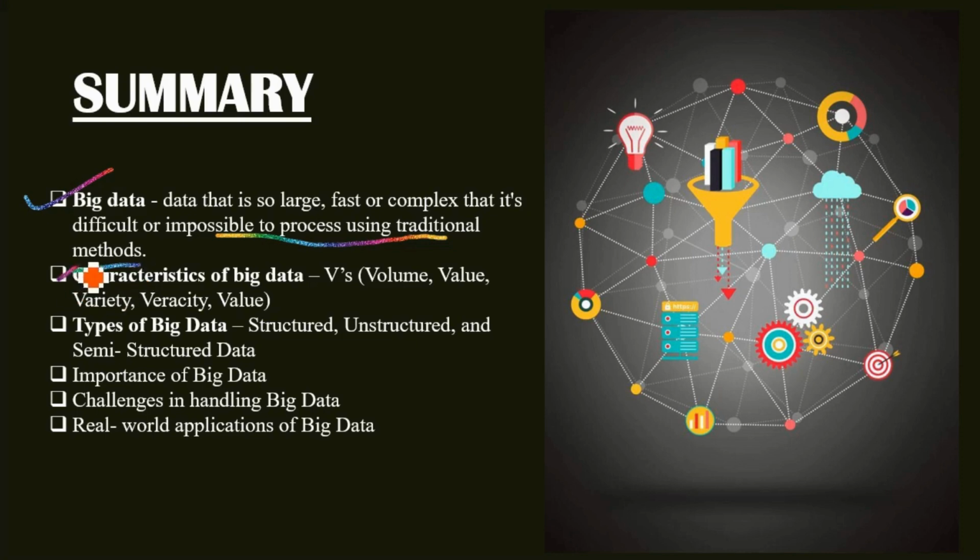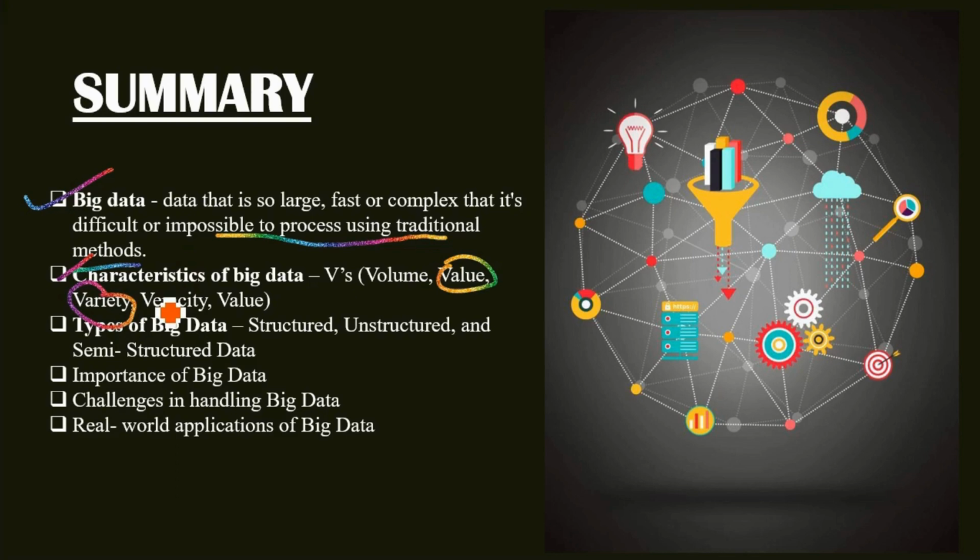Now next one we have characteristics of big data. So here we have studied about volume, value, variety, veracity and value. Okay, here we have value written twice. It cannot be. It is volume, variety, veracity, value and velocity. Velocity here simply means the speed at which data is generating. Volume means the amount of data being generated. Variety is the different formats in which data is being generated, as we have already studied.